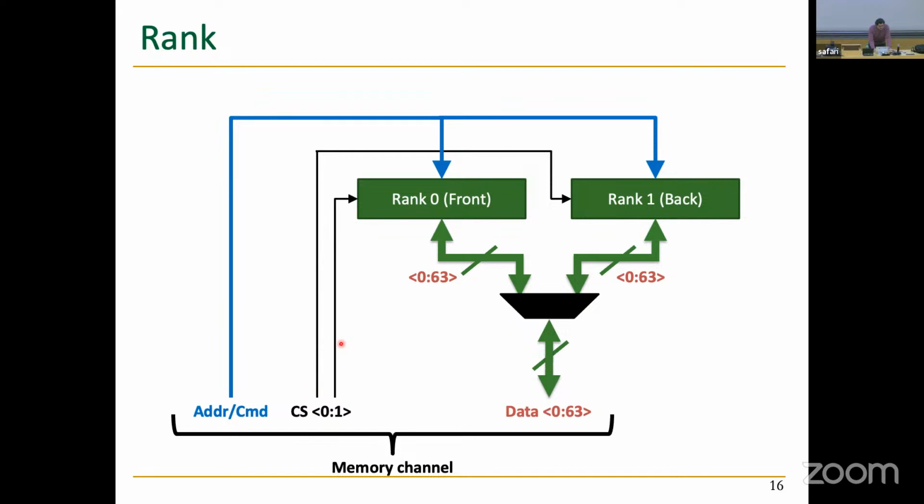But you can basically select which rank will operate on the command that you sent by selecting the corresponding chip select signal. That means these ranks time share the address and command buses, as well as the data bus. And you need a means of selecting which rank will output data on the data bus, and conceptually that's done via a multiplexer.